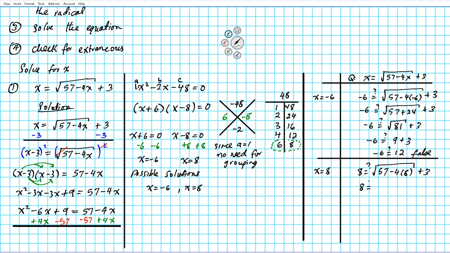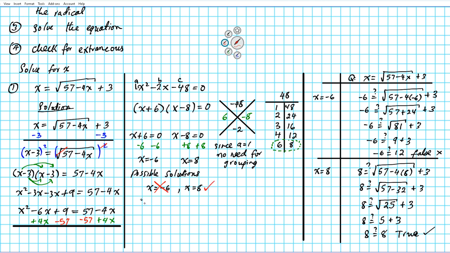Is 8 equal to the square root of 57 minus 32, plus 3? 57 minus 32 is 25. Is 8 equal to the square root of 25, which is 5, plus 3? Is 8 equal to 8? Absolutely. So that's a true statement. That checks out. Whenever you have a true statement, we know that that's an answer. So negative 6 is extraneous, that doesn't work, and 8 works.